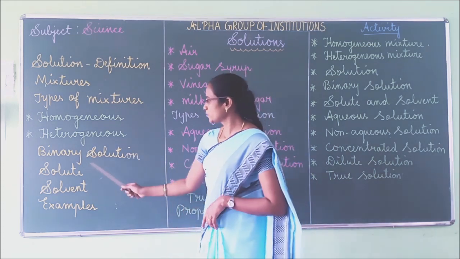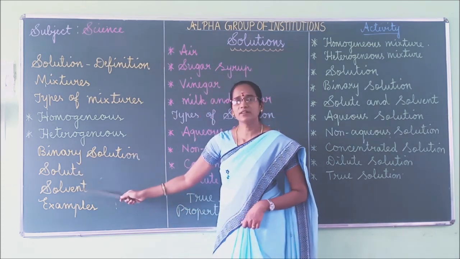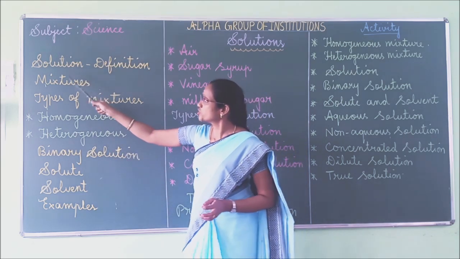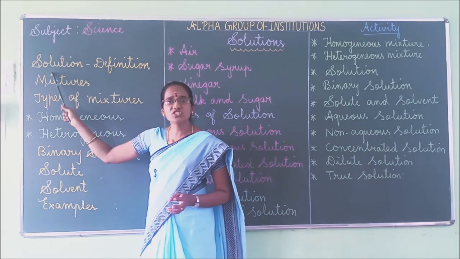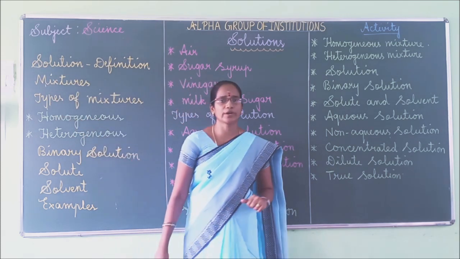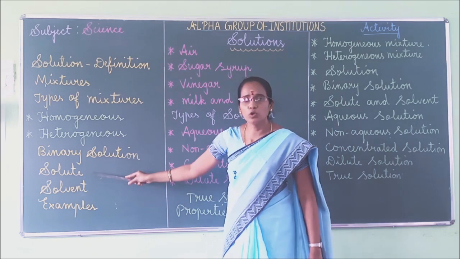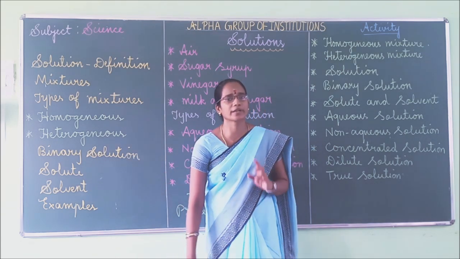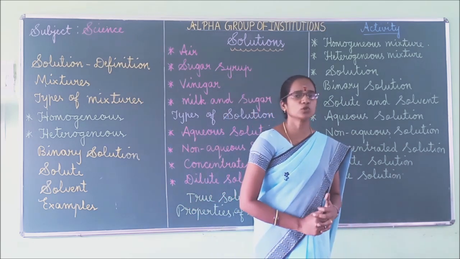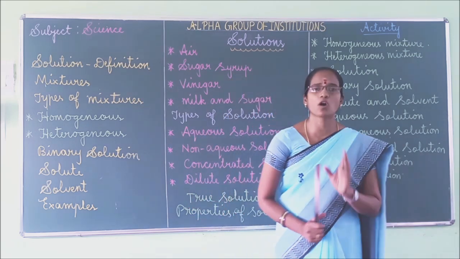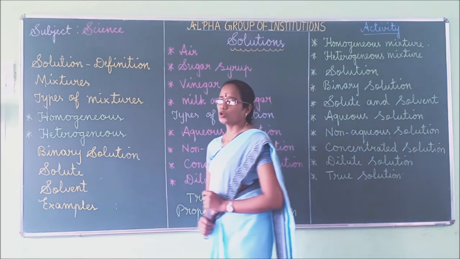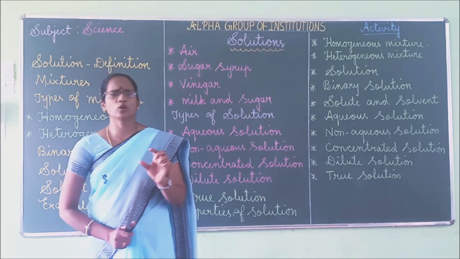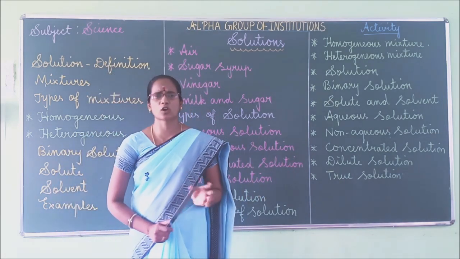Right. Next we can move to solute and solvent. A solution is made of two components. One is the solute and another one is the solvent. This point is very important in this topic. A solution is made of two components. One is the solute and another one is the solvent. How do you find out which one is solute, which one is the solvent?